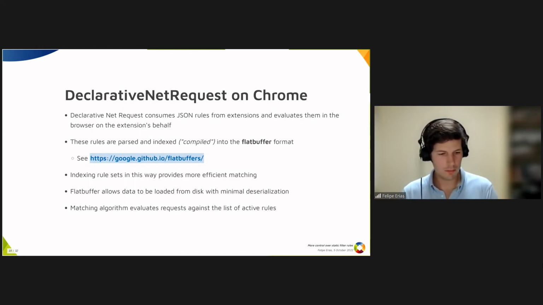The main drawback of the flat buffer format in general, or in this case, is that the process of turning a JSON list of rules into an indexed flat buffer file takes quite a bit of time. And most of the time, also, updating a flat buffer file is not possible without recreating it, recompiling it completely. It is possible to update small fields that have a fixed size, for example, but not to add and remove entries.